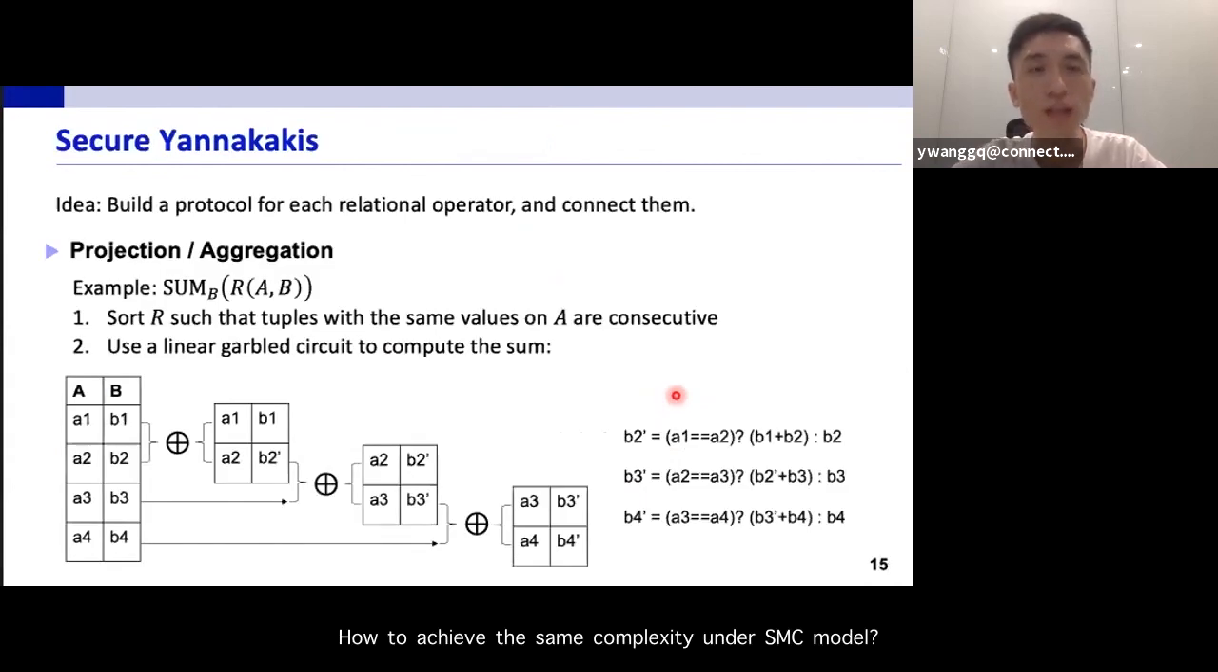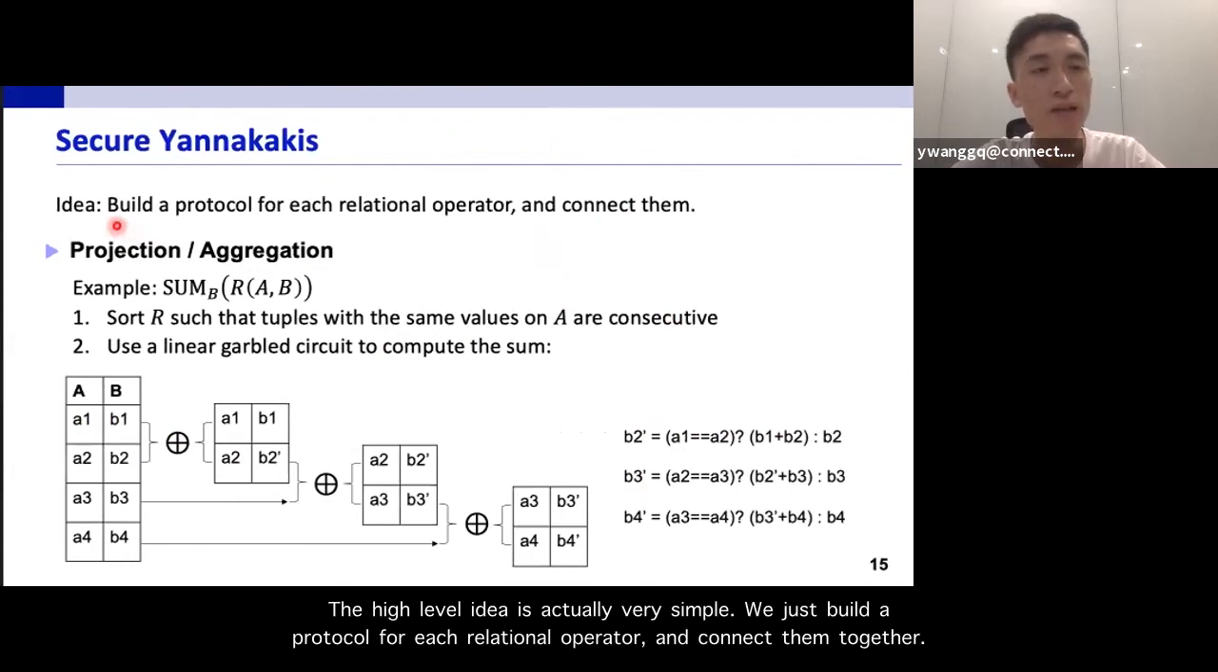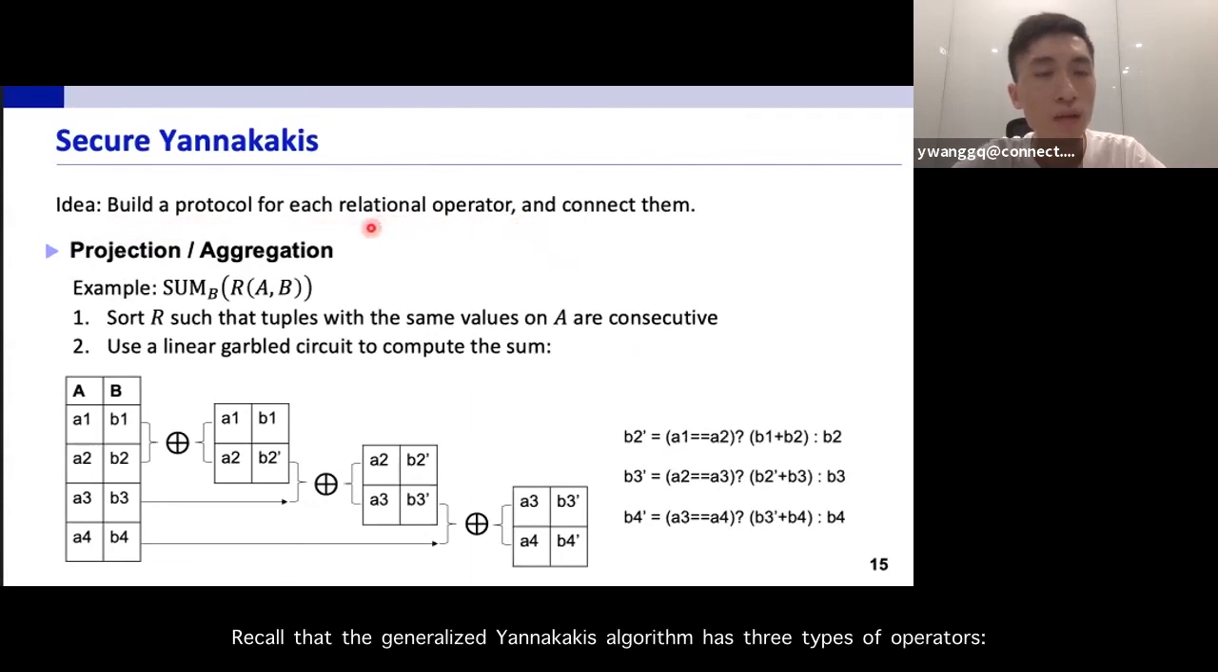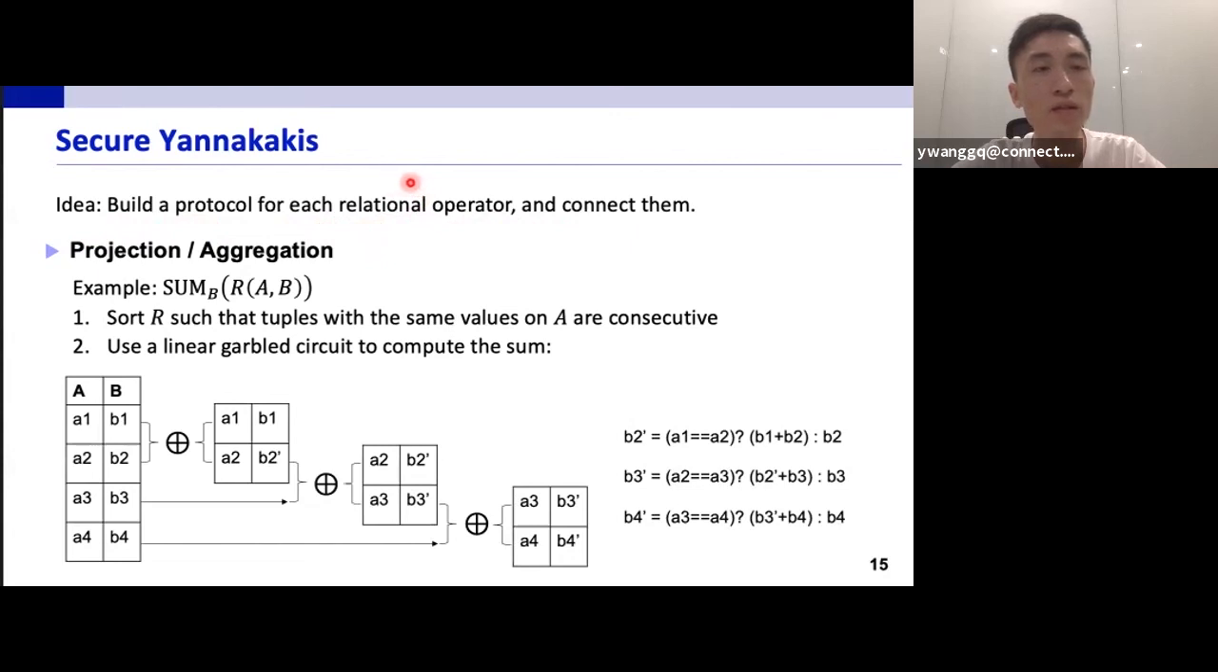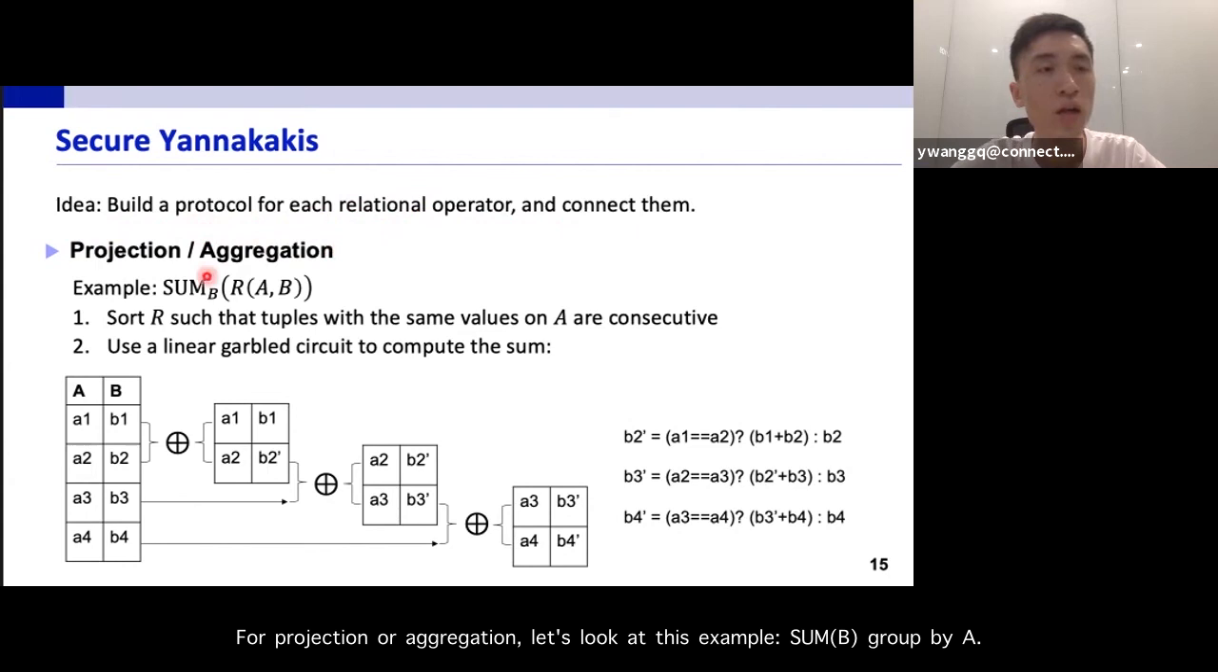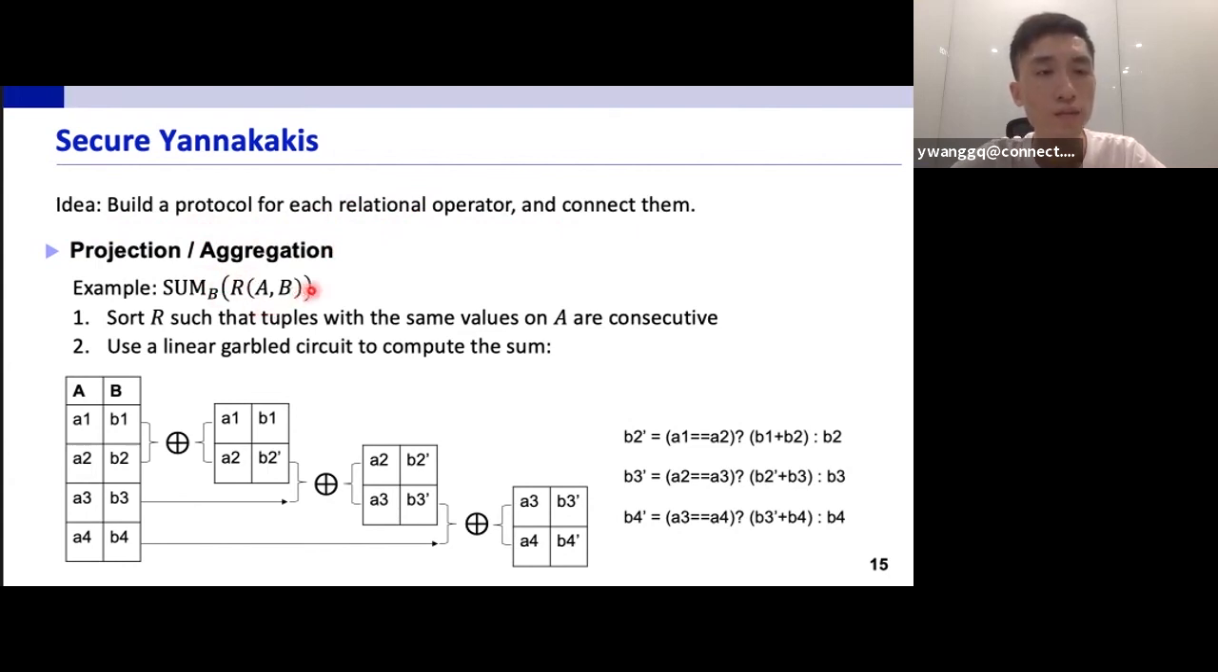How to achieve the same complexity on the SMC model? The high-level idea is actually very simple. We just build a protocol for each relational operator and connect them together. Recall that the generalized Yannakakis algorithm has 3 types of operators: projection or aggregation, semi-joins, and joins.